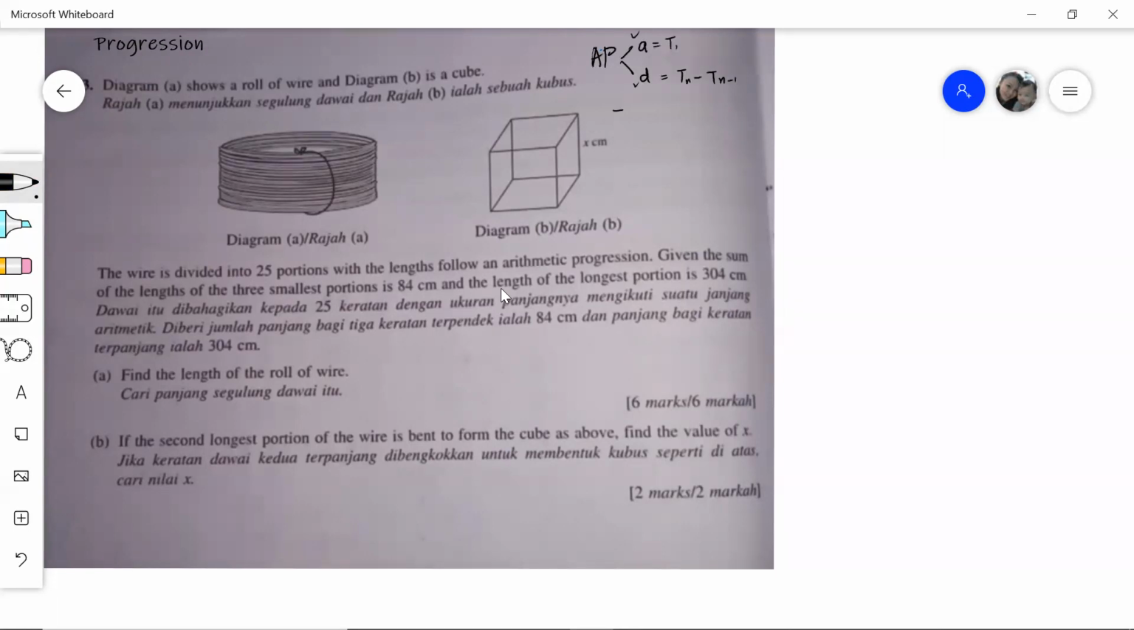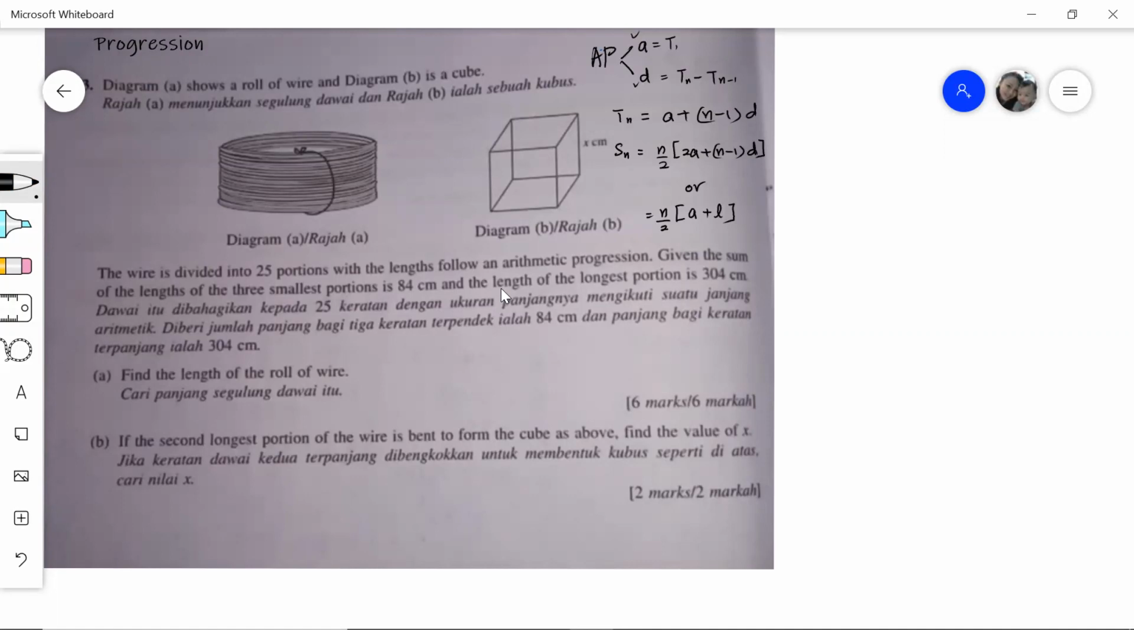progression, because we know the formula to find the nth term is given by a + (n - 1)d. And we can find the sum of the first n terms, which is n/2 times (2a + (n - 1)d). Or there is another formula, which is n/2 times the first term plus the last term. So these are the important formulas in arithmetic progression.